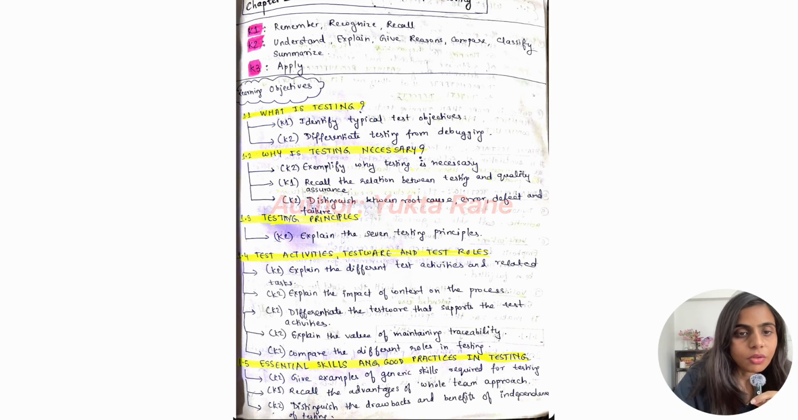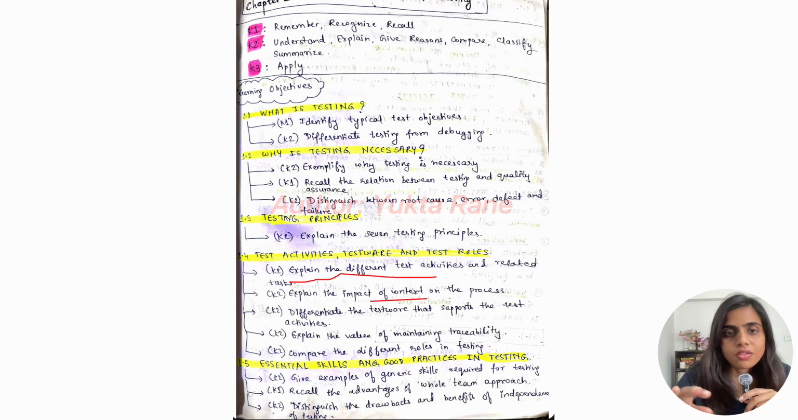So in this module we can see there are 5 submodules again. First one is test activities, second one is context of testing, which we even saw some part of in the principles of testing as well. Then the testware that supports test activities, value of maintaining traceability and the different roles in testing. So let's get started.